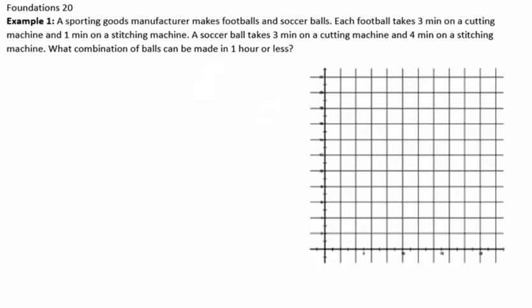So example 1, a sporting goods manufacturer makes footballs and soccer balls. Each football takes 3 minutes on a cutting machine and 1 minute on a stitching machine. A soccer ball takes 3 minutes on a cutting machine and 4 minutes on a stitching machine. What combination of balls can be made in 1 hour or less? So again, we want to start with identifying our variables and what they're going to be, so with our let statements. So let x be the number of soccer balls, how about?